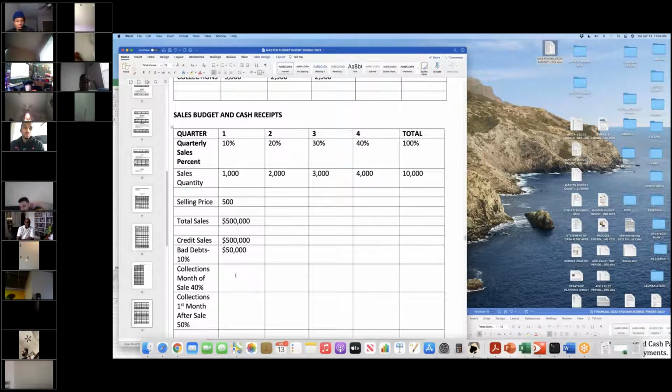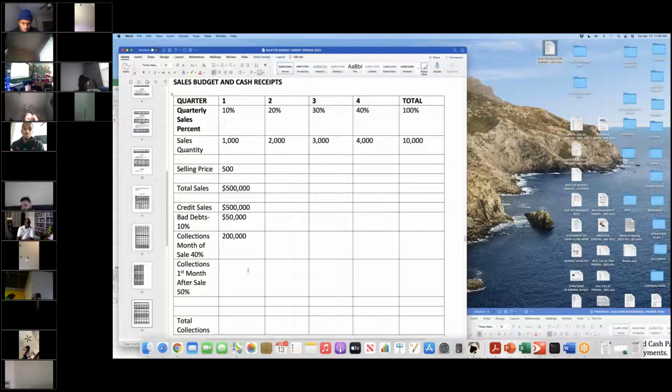So they're not paying. Then you're collecting 40% in the month of sales. So what's 40% of 5 million? 200,000. And then when are you going to get that other 50%? So 250,000. When are you going to get the 250? After the first month.